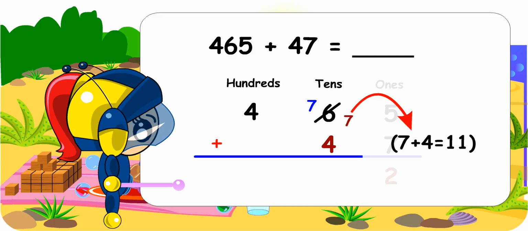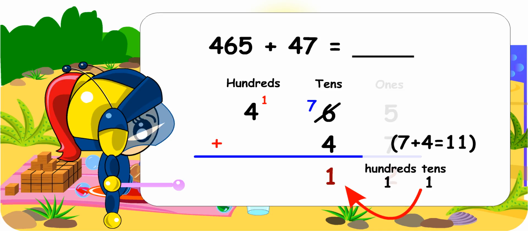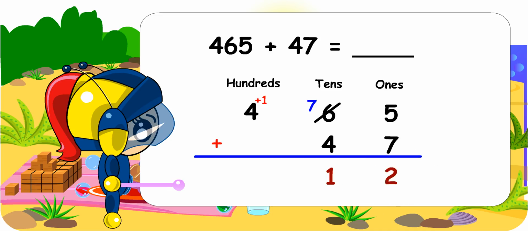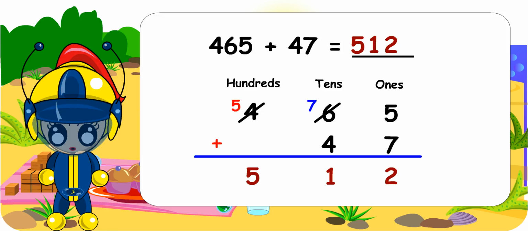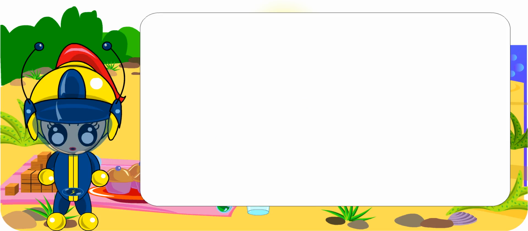7 tens plus 4 tens gives 11 tens, which is equal to 1 hundred and 1 ten. This time, you need to carry over 100 to the hundreds place and write 1 in the tens place. 100 plus 4 hundreds is 5 hundreds. The answer is therefore 512. Wow! In this question, I had to do renaming twice. Now, can you try doing one on your own? I will check your working for you.